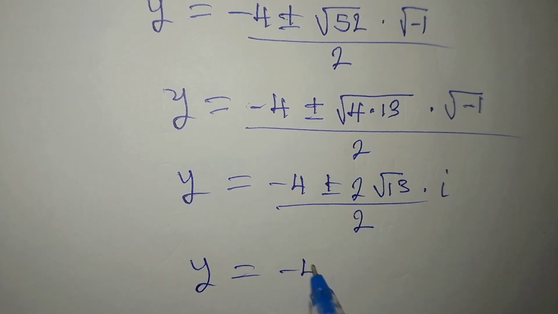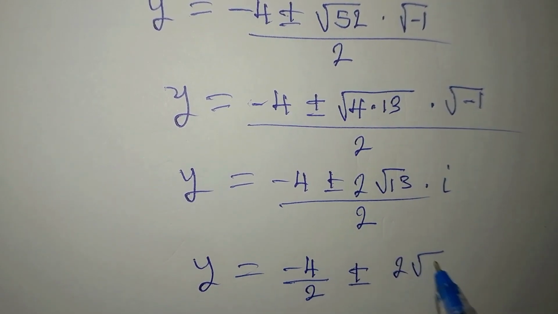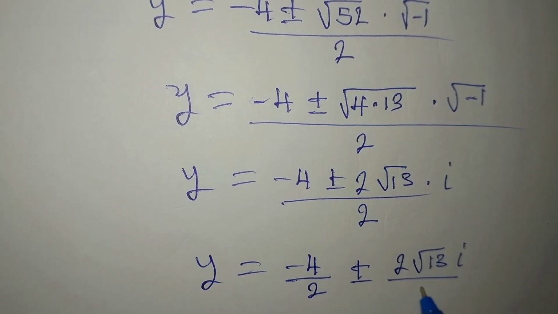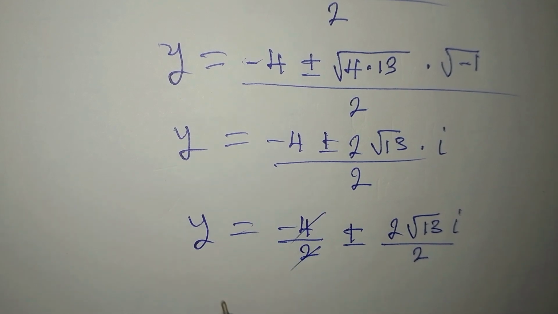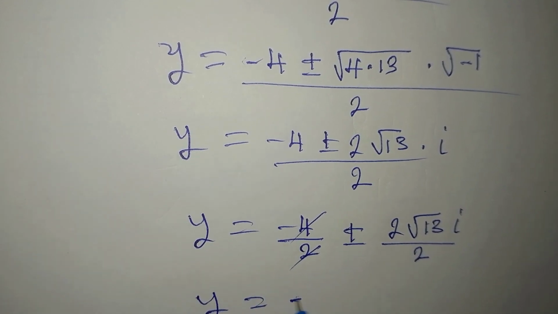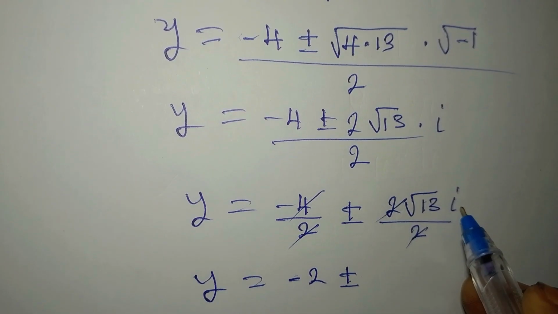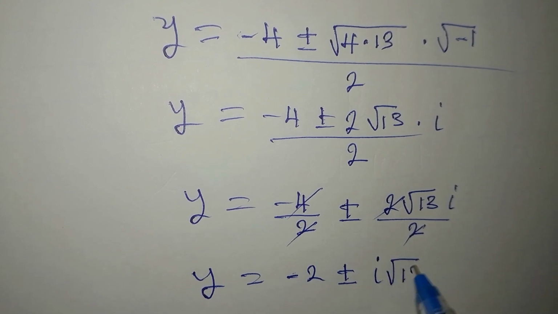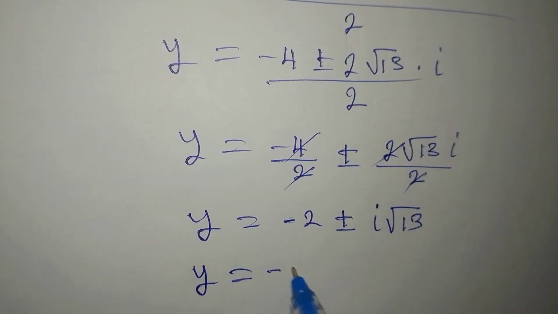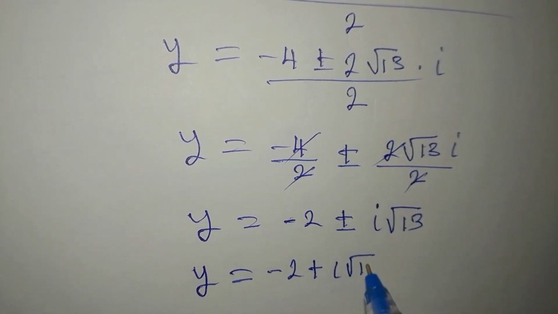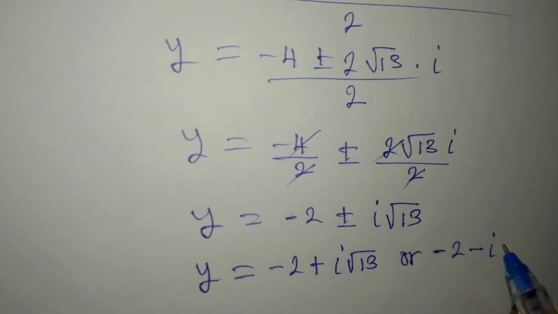Y is minus 4 over 2 plus or minus 2 root 13 I over 2. Mind you, this I is not under the square root. 2 will go there, so that y is equal to negative 2 plus or minus, and I want to write I first, so we write I root 13. Okay, so from here now we can say that y is equal to minus 2 plus I root 13, or minus 2 minus I root 13.